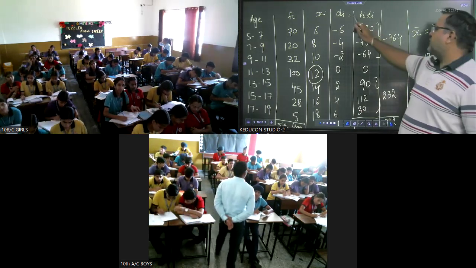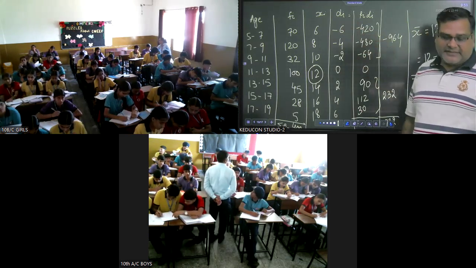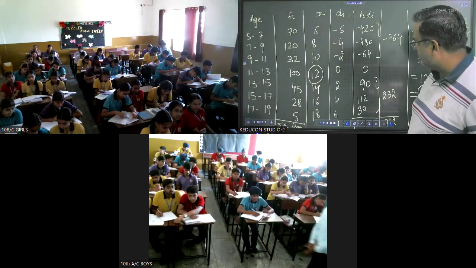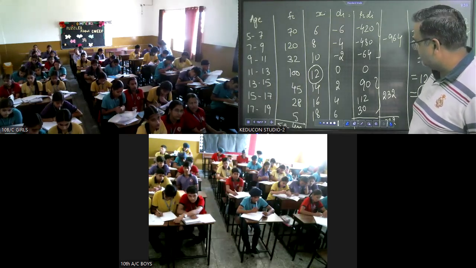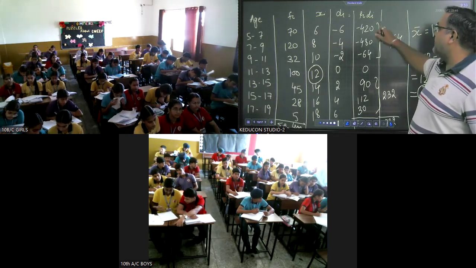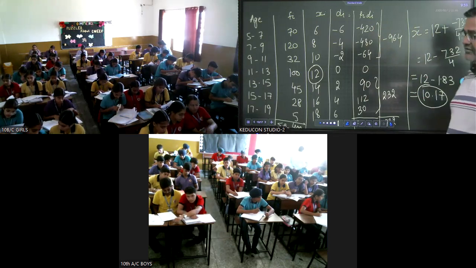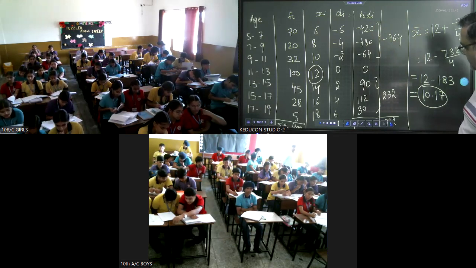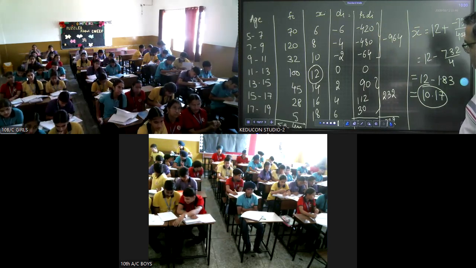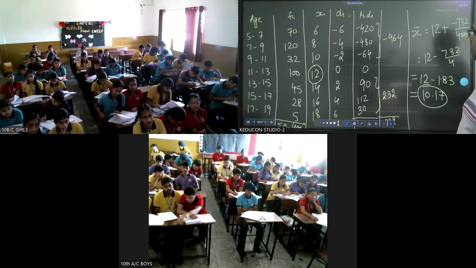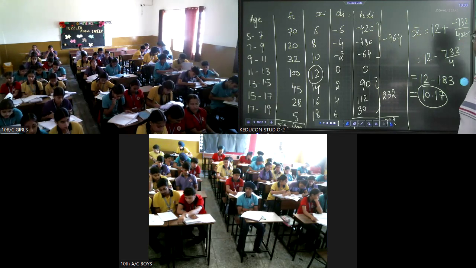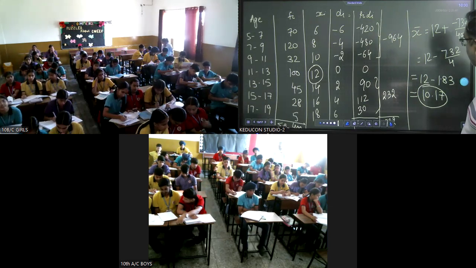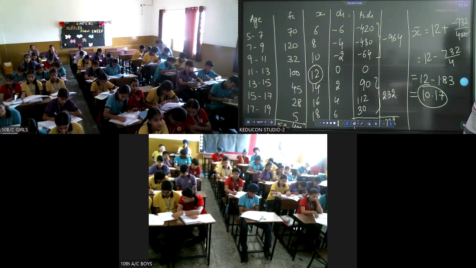Now tell me, what are the values of ui? Minus 3, minus 2, minus 1, 0, 1, 2, 3. Very good. And what is fi ui? Minus 21, minus 32, minus 46, 15. Very good. And what is the sum total of fi ui? Minus 366. Very good, students.